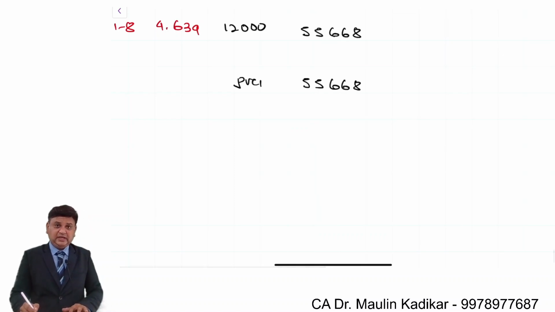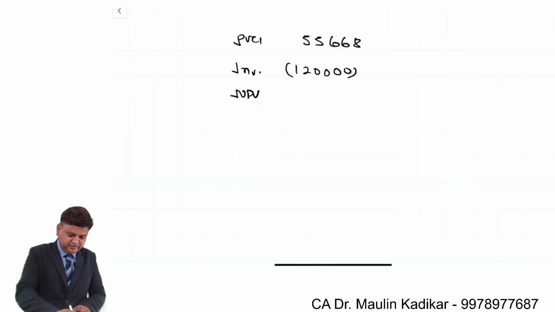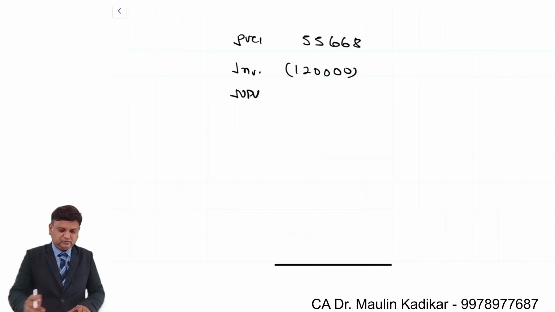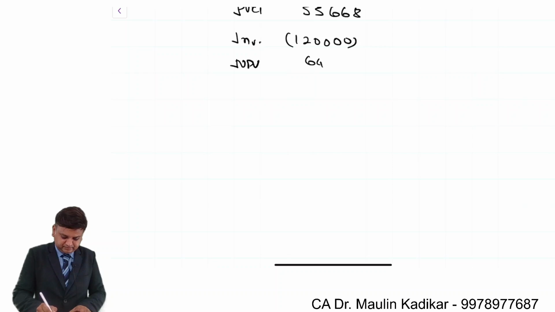55,668. Investment is 1,20,000. And the difference of that is the NPV. It is 64,332 negative.